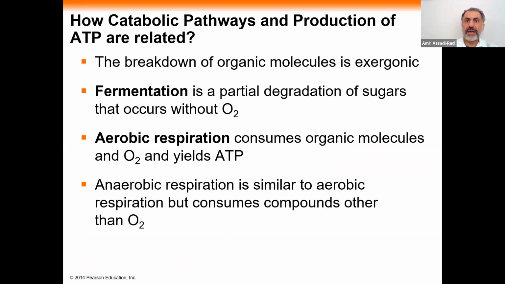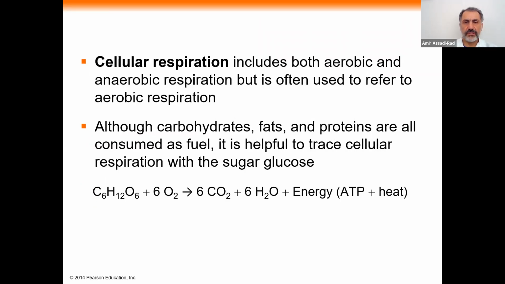So, how are catabolic pathways and the production of ATP related? The breakdown of organic molecules is exergonic. Fermentation is partial degradation of sugar molecules to pyruvate. We'll talk about fermentation way toward the end. Aerobic respiration is consumption of glucose molecules and yields a lot of ATP. Anaerobic respiration is similar to aerobic respiration, but it releases a small amount. Cellular respiration, I talked about that.